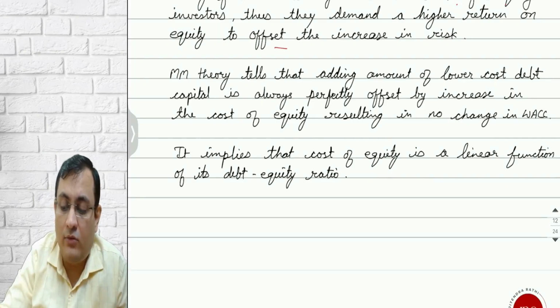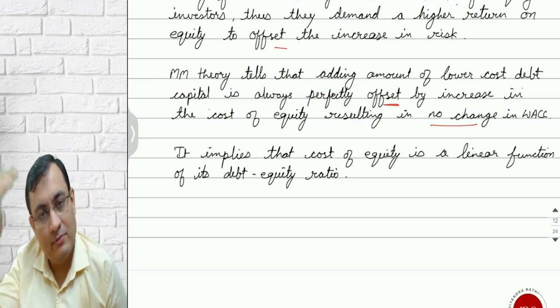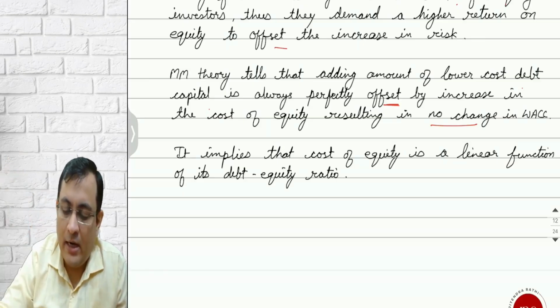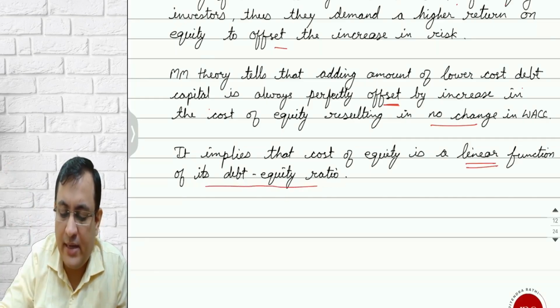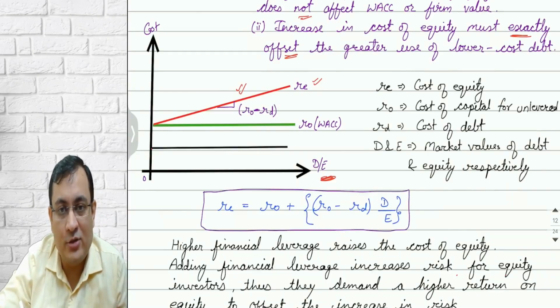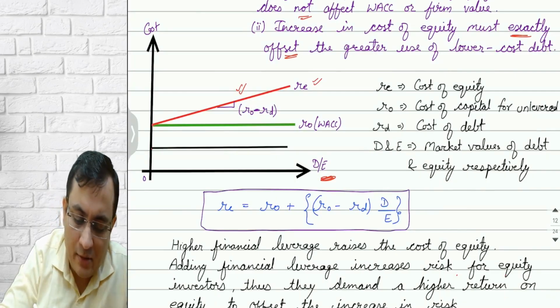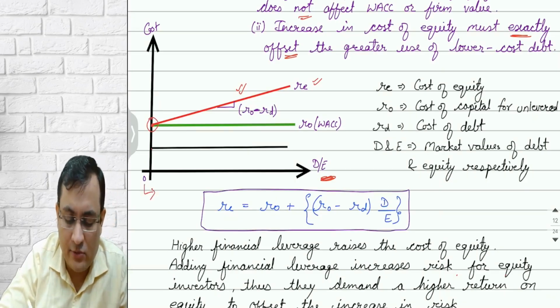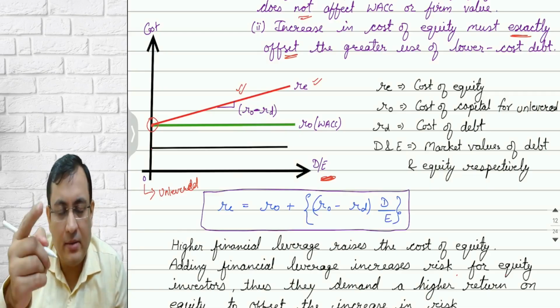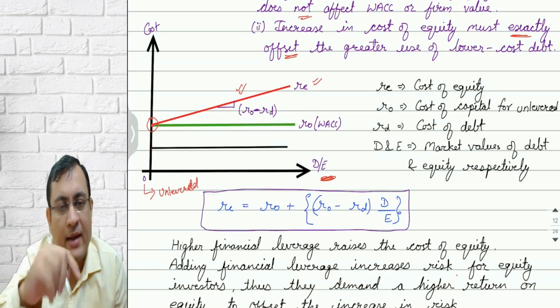Theory tells that adding lower cost debt capital is always perfectly offset by the increase in the cost of equity, resulting in no change in WACC. What they say is cost of equity is increasing, benefit of debt is coming, both are offsetting exactly each other. It implies that cost of equity is a linear function of the debt equity ratio, and that is why this RE, this red line, is showing the cost of equity. It starts at the first point, unlevered, because 0 means unlevered, there is no debt. At unlevered, your RE and RO are the same. For an unlevered firm, RE cost of equity and RO overall WACC is 18%.